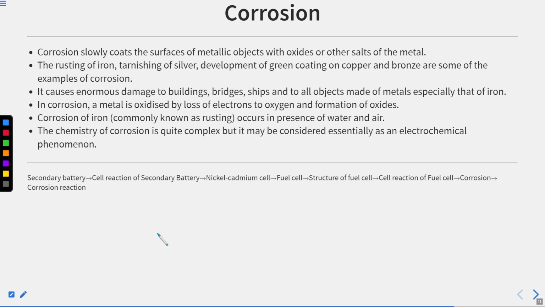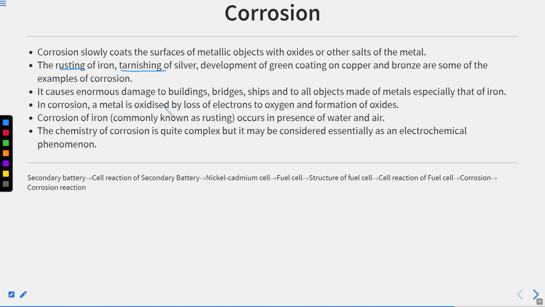So if a metal is being coated with its oxide or its salts, such that it is getting corroded, in that case we call it corrosion. Now if I talk specifically about iron, then the corrosion of iron is called rusting. Okay, corrosion of iron is called rusting. Another example of corrosion is tarnishing of silver.